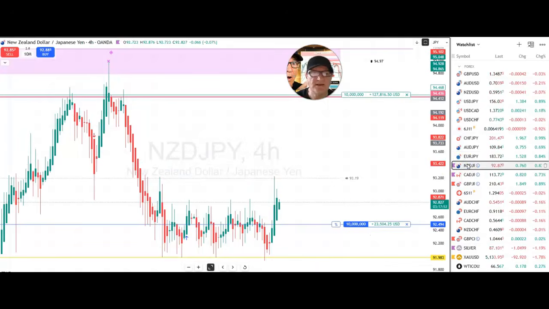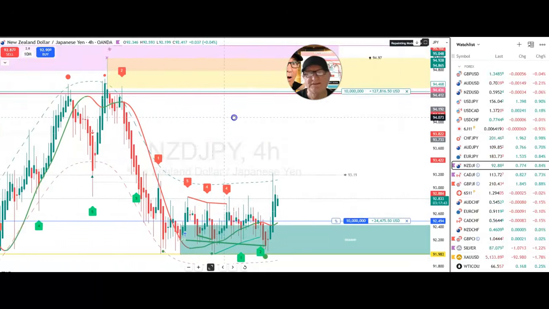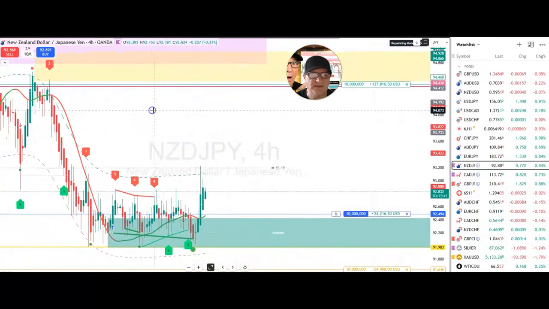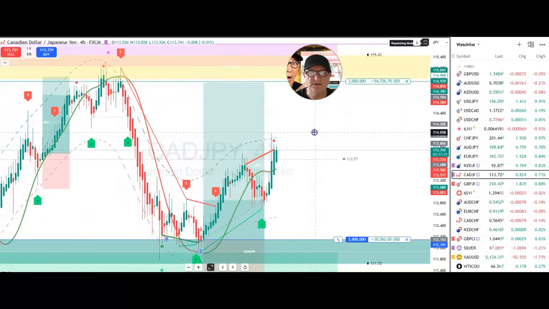New Zealand yen, waiting for the software to load up, and there we go, hitting a very strong demand zone. Looks like there's a lot of legs left in this, so it's never too late to get in. Just make sure you're stopped in the right place. Canadian yen, congratulations. Again, the yens are doing amazingly. We're making a ton of money.